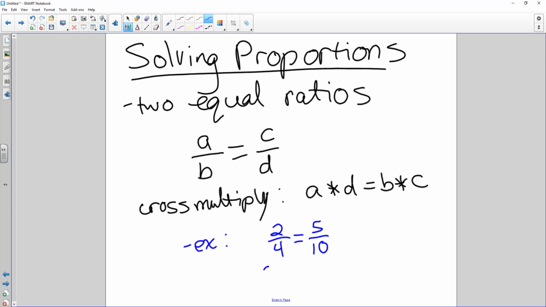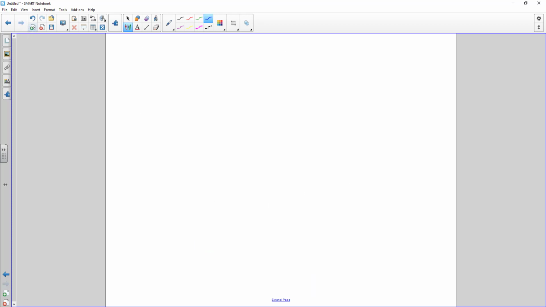So if I cross multiply, I'm doing 2 times 10. That should equal 4 times 5. So 20 equals 20 is true. That would happen any time you cross multiply. We'll use this now to solve for when we don't know part of the proportion.